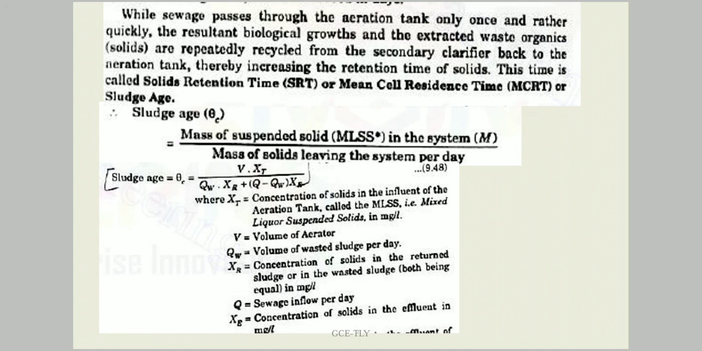It is the ratio of the mass of suspended solids in the system to the mass of solids leaving the system per day. So sludge age theta C can be represented by V into XT divided by QW into XR plus Q minus QW into XE. XT is the concentration of the solids, that is the food available. V is the volume of the aerator. QW is the volume of waste sludge which is wasted per day, and Q is the sewage inflow per day, and XR is the concentration of solids in RAS, that is return activated sludge, and XE is the concentration of solids in the effluent. This is also represented in milligram per liter.